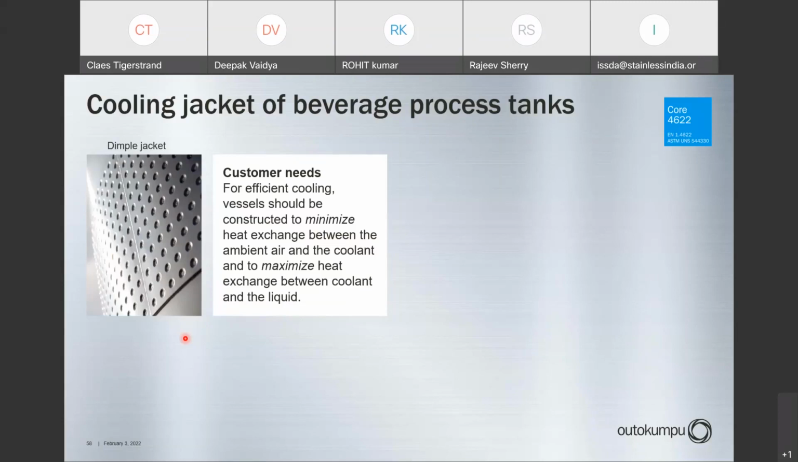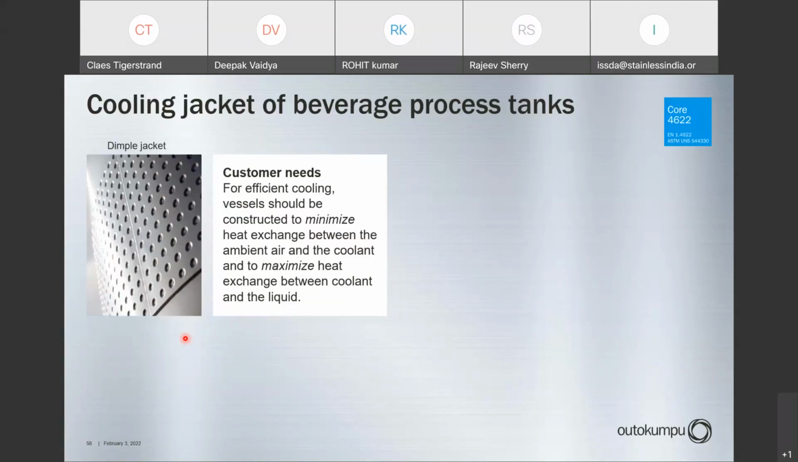So you want to have efficient cooling, but of course on the outside, you want to minimize the heat exchange with the ambient air on the outside. And that can be quite hot if you are in India or if you are close to the Mediterranean Sea in Europe. And on the inside, you want to maximize your heat exchange between the coolant and the liquid.